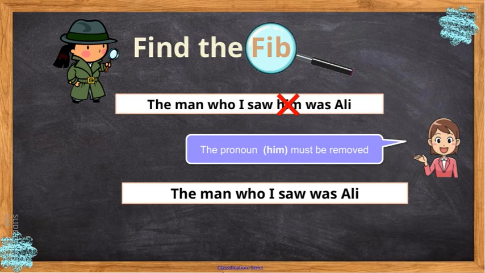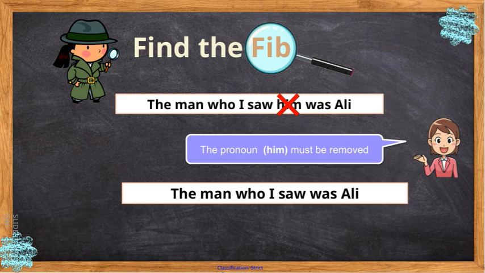Now let's look at this sentence. The man who I saw was Ali. At first glance, it seems correct, but there's actually a common mistake here. Notice that the sentence says, who I saw him was Ali. The pronoun him is unnecessary and incorrect in this context. The correct sentence should be, the man who I saw was Ali, without the pronoun him.